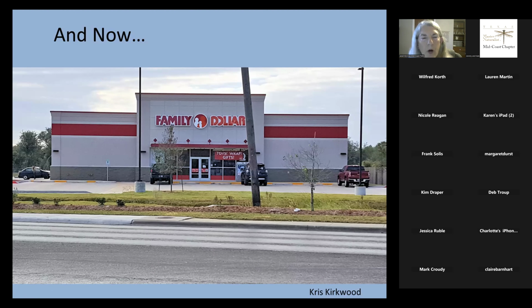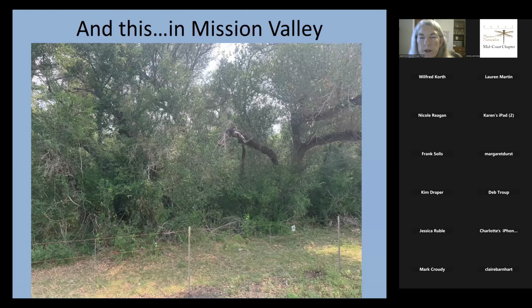But it's not just Rockport, this is in Mission Valley, on the road between my house in Victoria and my mom's house in Yorktown. And this habitat is just perfect for lots of different insects and wildlife. It's got all of the different layers of the forest. So you've got your canopy trees, which are your large trees. It's got mid-story trees, understory shrubs, and your ground covers. So it's just perfect.